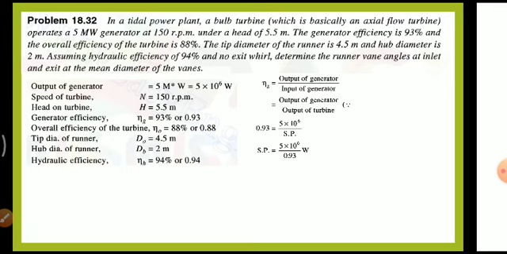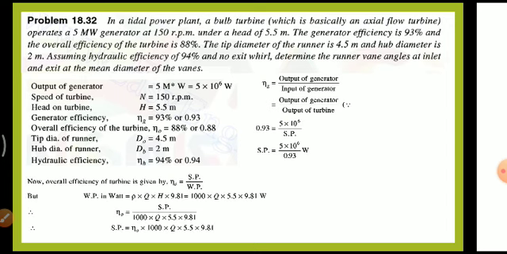Shaft power is the output of the turbine, which is the input of the generator. The turbine output is connected to the generator input, so the output of the turbine will be the denominator and the output of the generator will be the numerator. That will give the generator efficiency. From that we can calculate the input of the generator or the output of the turbine, that is called the shaft power. If we get the value of shaft power, we can calculate the water power by using the equation overall efficiency equals shaft power by water power. Water power is equal to rho g Q H. From that we can calculate the value of Q.